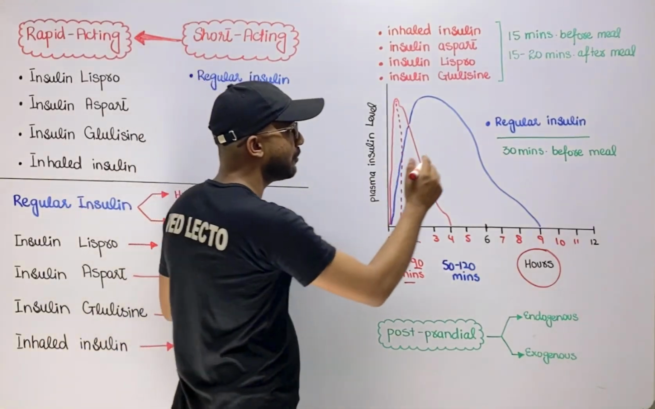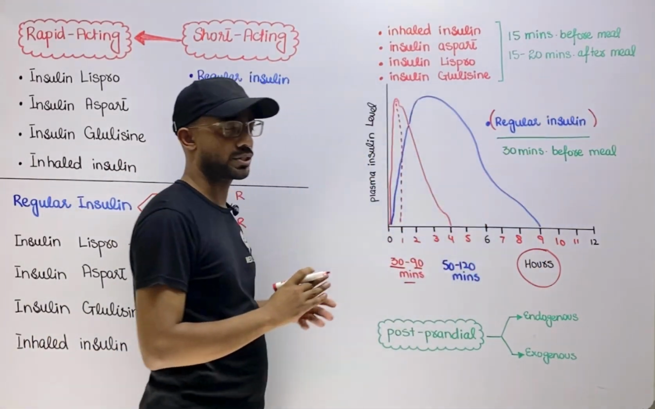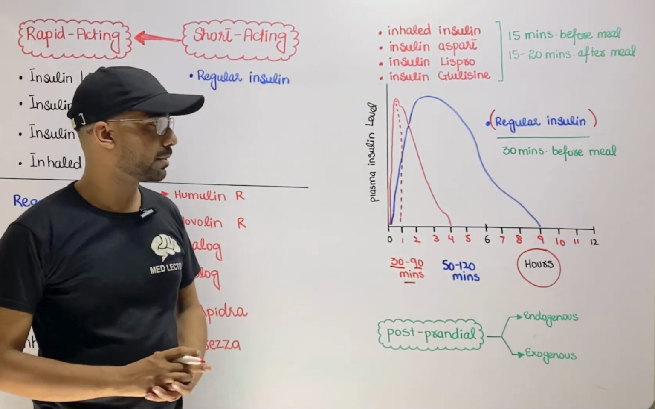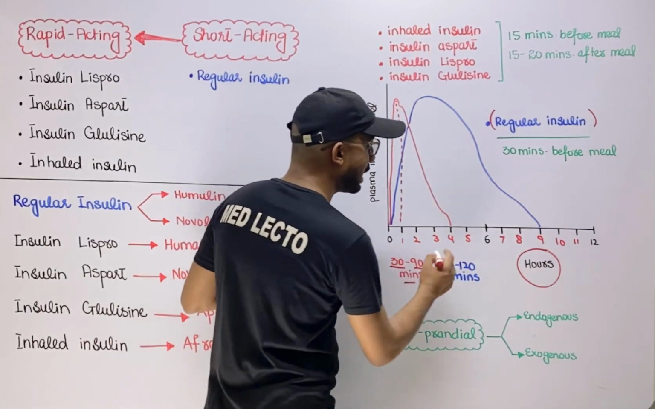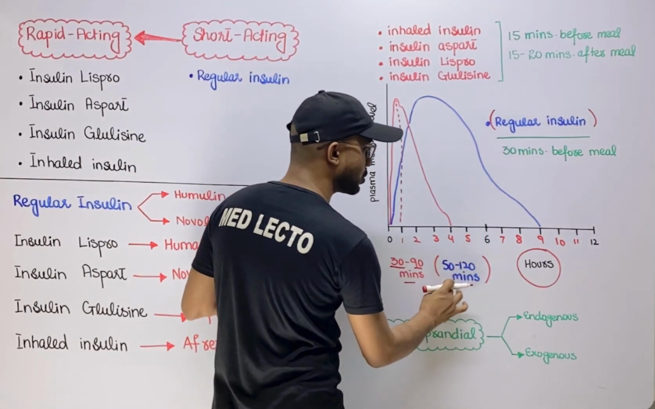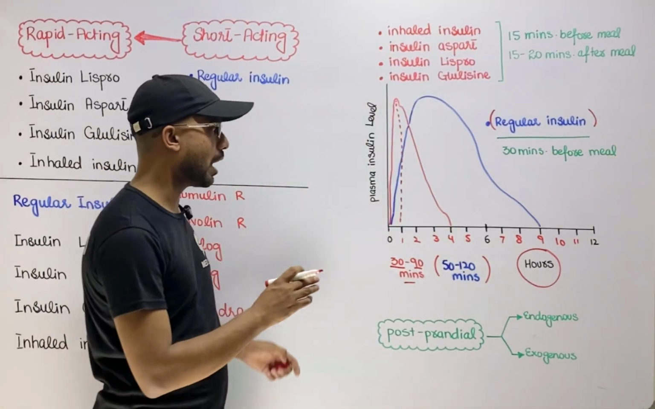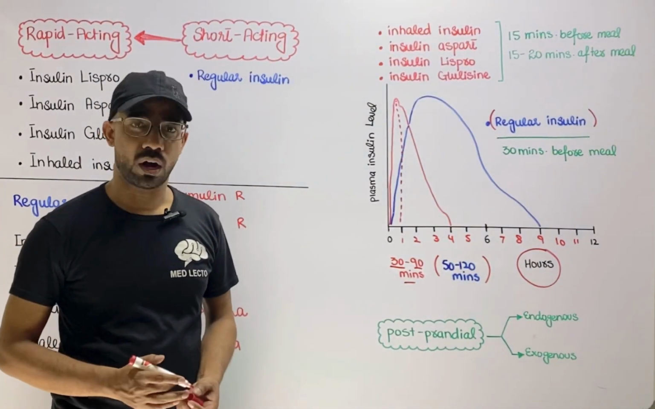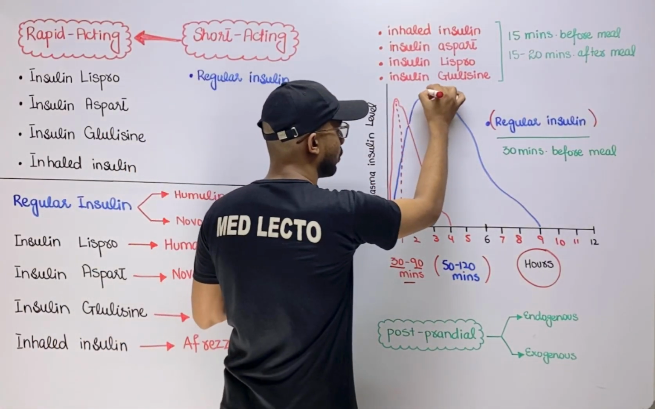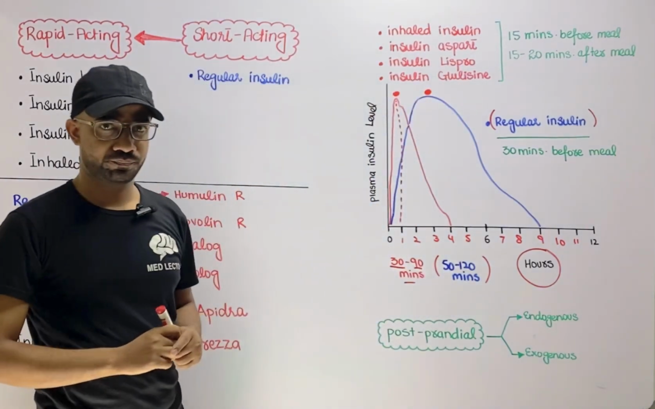Okay, we have regular insulin. It works in the opposite direction. It will take more time to reach the maximum level. In that case, regular insulin will take 50 to 120 minutes to reach the maximum level. So again, approximately it will take 2 hours to reach the maximum level. Here is the maximum level of the regular insulin, and here is the maximum level of the rapid.